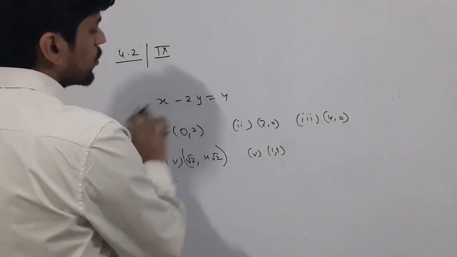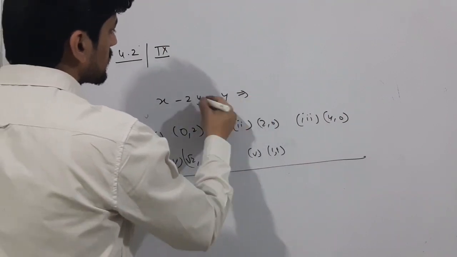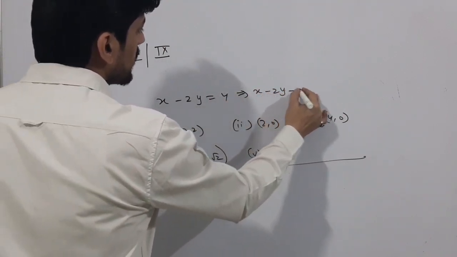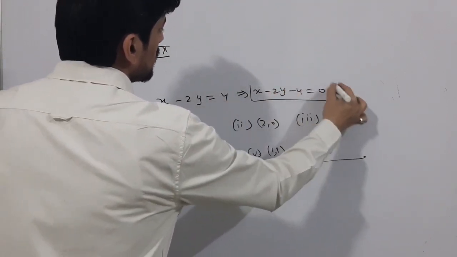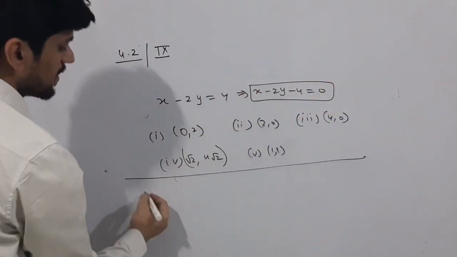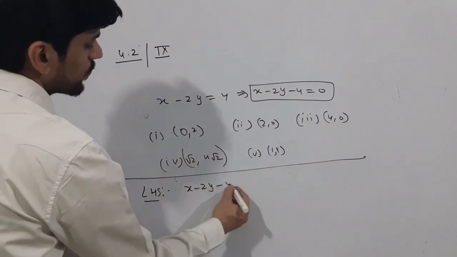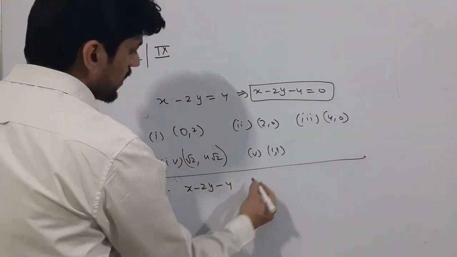To check whether they are solution or not, first we convert this into standard form, and that is every term is on the left hand side and right hand side is 0. So we will take the left hand side of the linear equation, that is x minus 2y minus 4, and now we'll check first point.